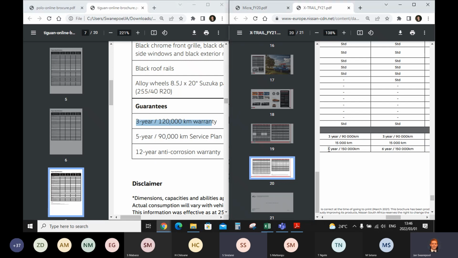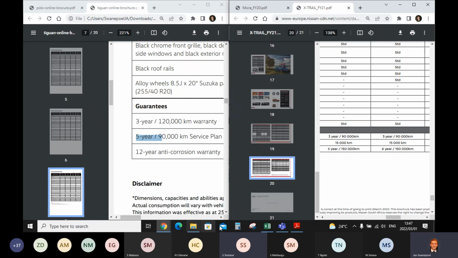So you can drive an X-Trail for 6 years, 150,000 kilometers, and not worry about anything breaking, whereas on the VW, it's only 3 years, right? But with a VW, you can service that car for 5 years, whereas with the Nissan, you can only do it for 3 years. So there you can see how these two different companies balance that component.